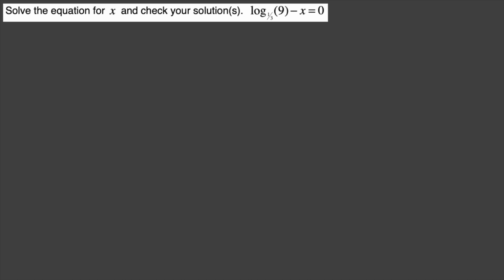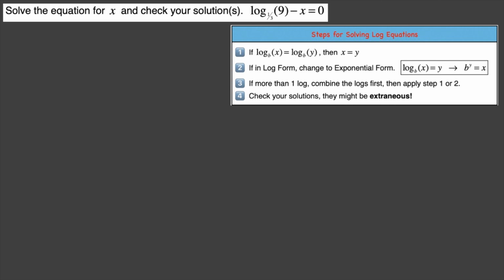This question says, solve the equation for x and check your solutions. Log base 1/3 of 9 minus x equals 0. So we have a log in an equation here and we're trying to solve for x. So let's take a look at some steps to help us solve.